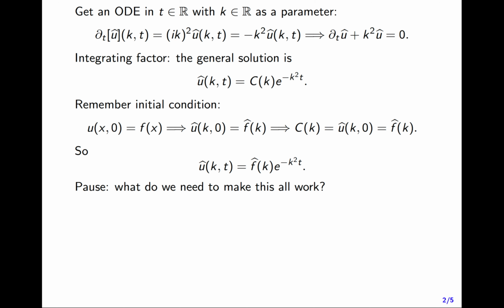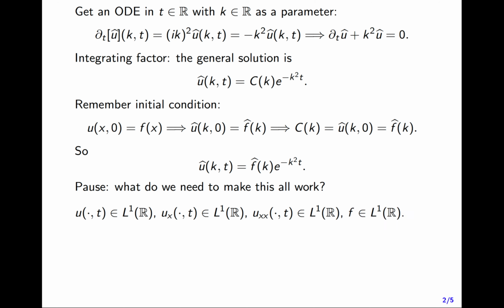Just to pause for a moment and recap, what do I need to get all of this to work? Well, I was assuming that for each t, u of dot,t was in L1, and so is u_x, and so is u_xx, and so is f. So in order to take those transforms on the previous slide, whenever I froze t and just had a mapping depending on x, all those maps were in L1, and the temperature distribution f was in L1.